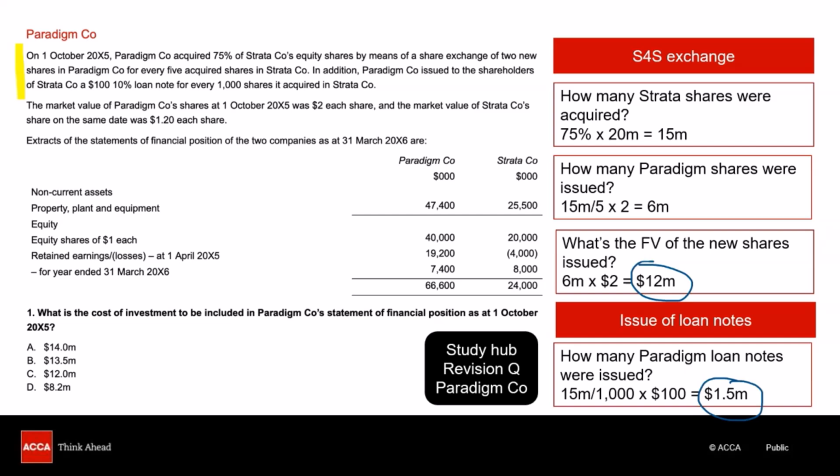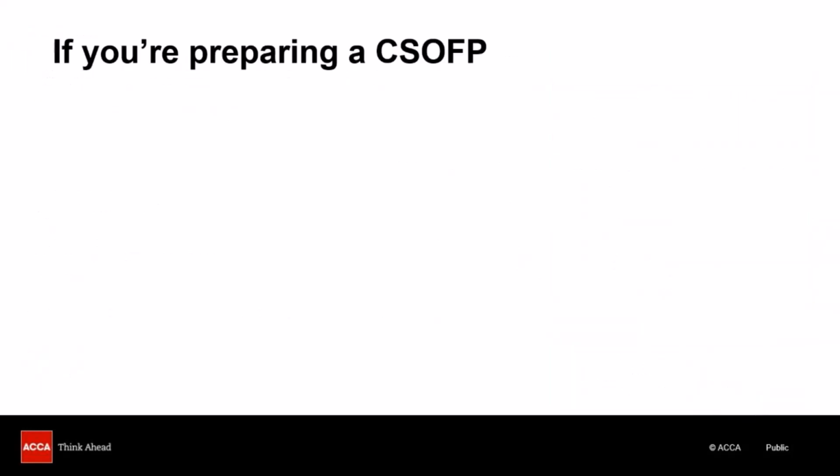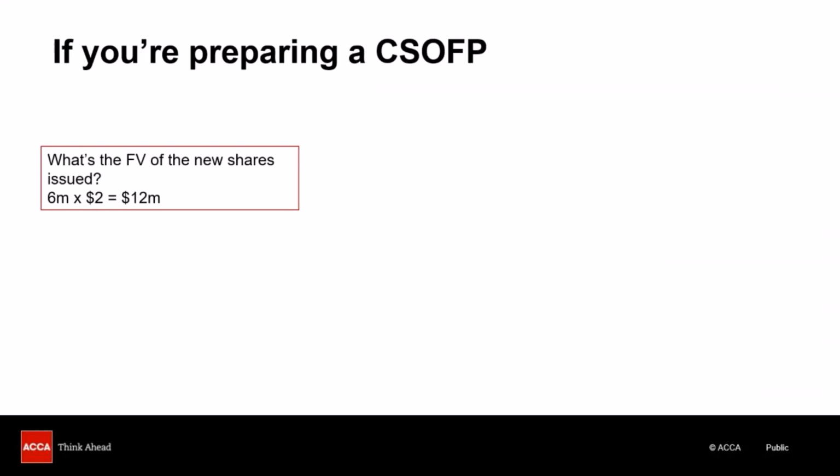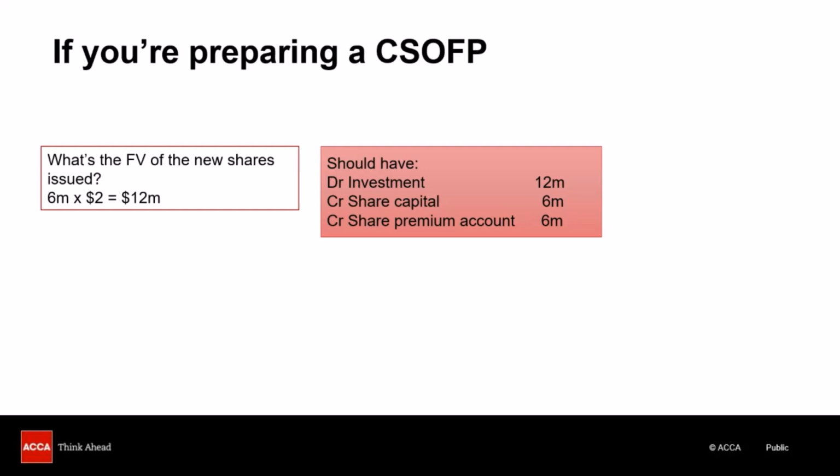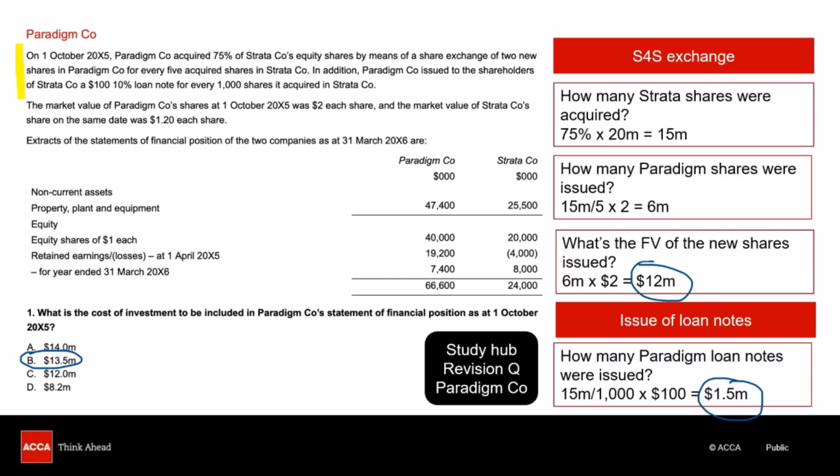Now, this is something very important. These two are the total considerations. We are going to add them, and based on that, the answer is going to be B, which is 13.5 million. Now, if you are preparing a consolidated statement of financial position, the fair value of new shares has been acquired. The double entry that is going to be passed is debit investment, credit share capital and share premium account. You can see over here that the equity shares are of $1 each for both Paradigm company and Strata company.